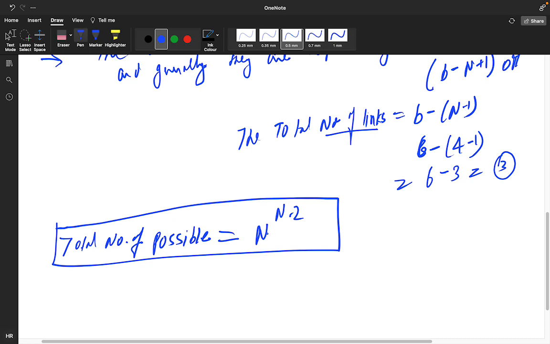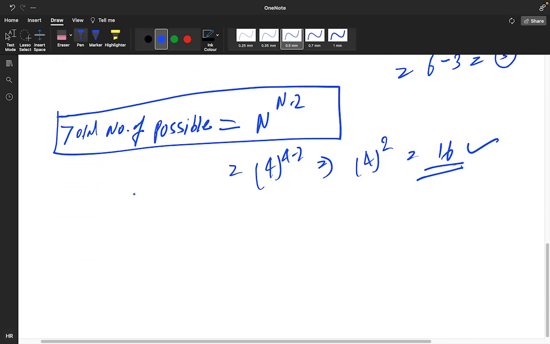In this question, what was the total number of nodes? 4. So 4 to the power 4 minus 2, that is 4 squared, so you will get 16 trees.